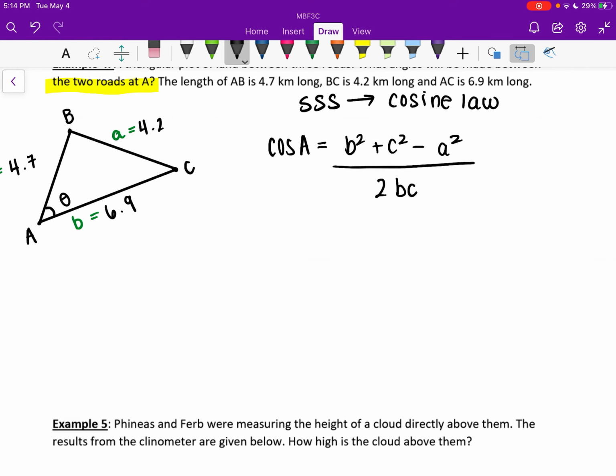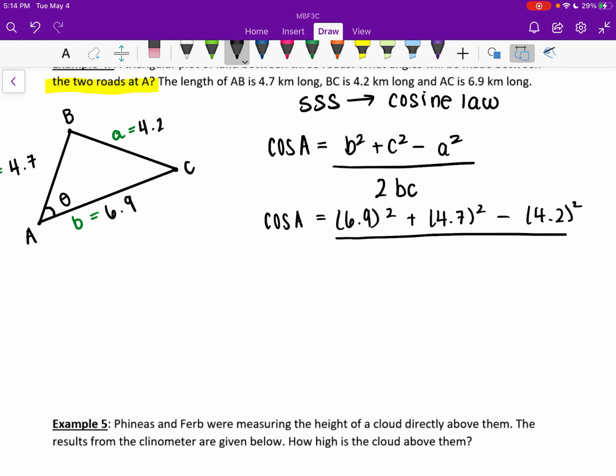And I'm just going to say, okay, what do I have? I don't know what A is because that's what I'm looking for. So cosine A is equal to B, which is 6.9 squared, plus C, which is 4.7 squared, minus 4.2 squared, all over 2 times 6.9 times 4.7. And like I said, I think with cosine law, the biggest thing is always just plugging in and making sure that you're plugging in the right values. So just make sure you're cognizant of that.